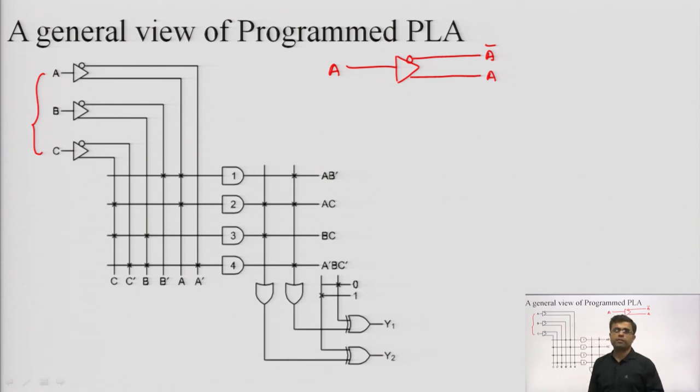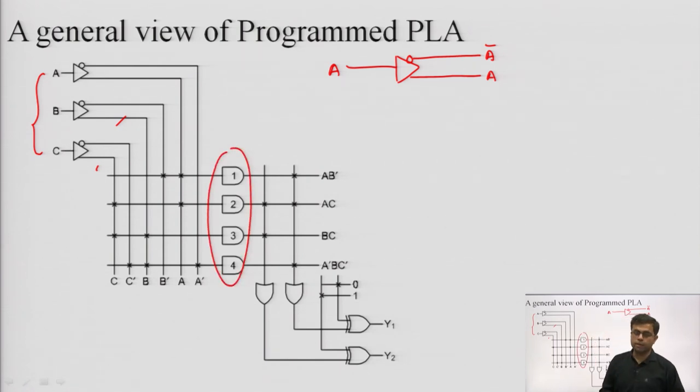So, instead of having two wires and a separate NOT gate for one wire to generate A bar, we are taking these two things from a single symbol. Similarly, for B, for C. So, as many inputs as there are, they will be converted into twice the number: one the normal version, one the complemented version. So, A, B, C are there, and A bar, B bar, C bar are also generated. For these inputs, I have to check how many products are required, so that many AND gates.